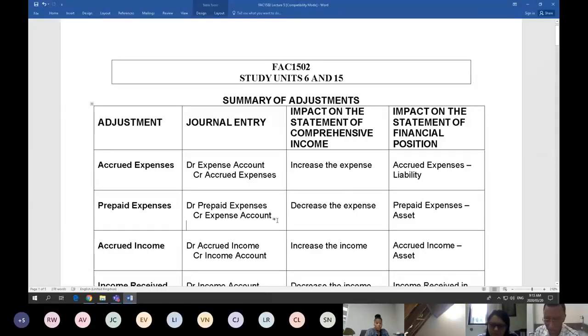So the journal entry, just to come back to the journal entry, you debit your account prepaid expenses and you credit your expense account. So if you have paid rent in advance, you will debit prepaid expenses and credit rent expense.